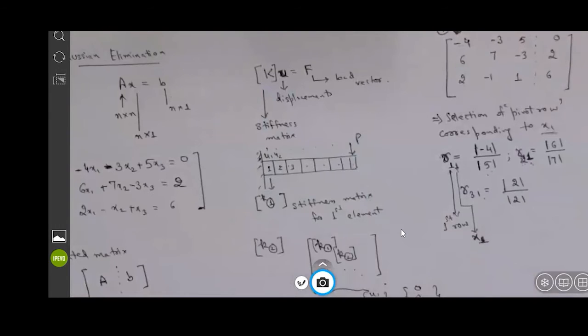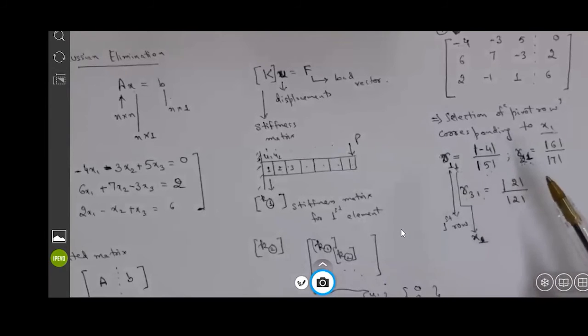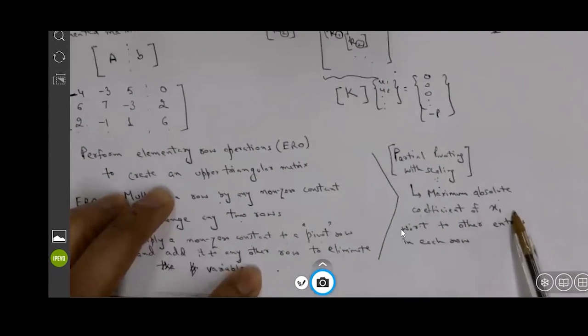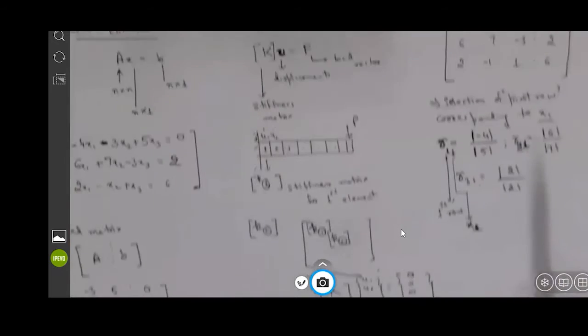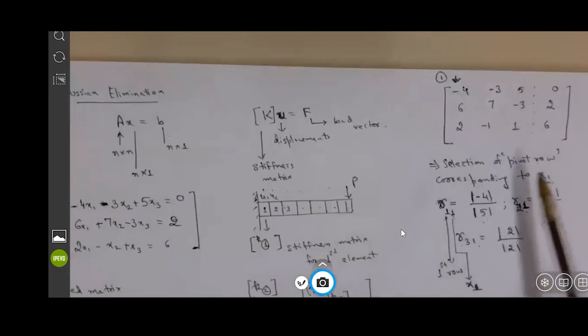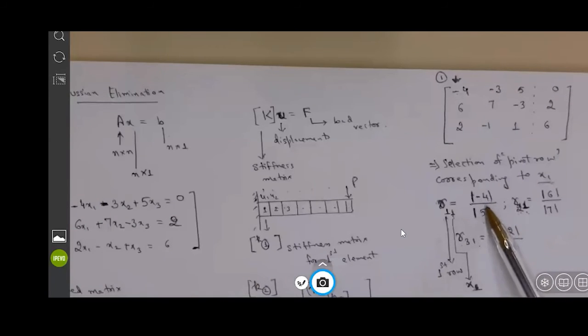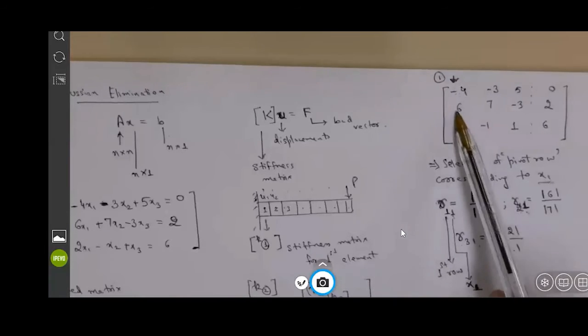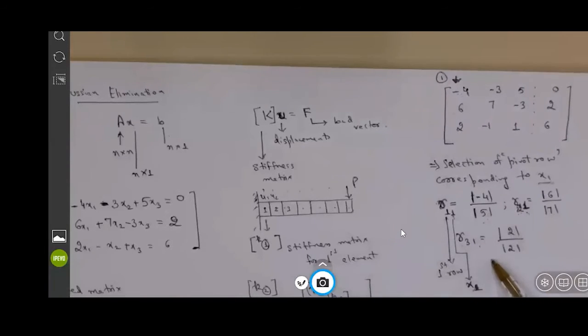Is everybody following it? So are we just comparing the maximum coefficient of the X to the rest of the values on the row? We were saying earlier that we're looking for the maximum coefficient. Let me say exactly what I mean: the maximum absolute coefficient of X1 with respect to other entries in each row. Then I take that and find the relative coefficient of X1. So this is -4 by 5, this is 6 by 7, and this will be 2 by 2.